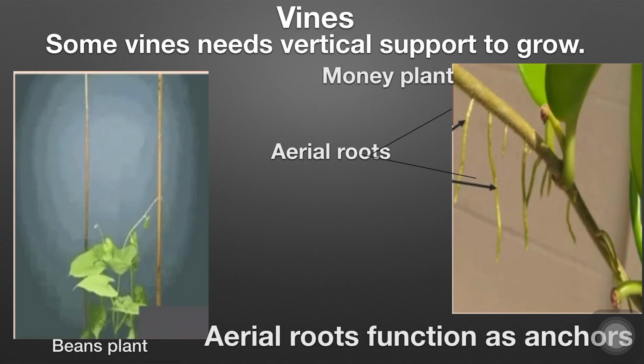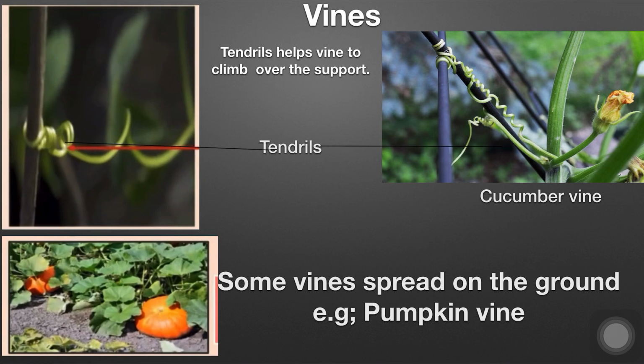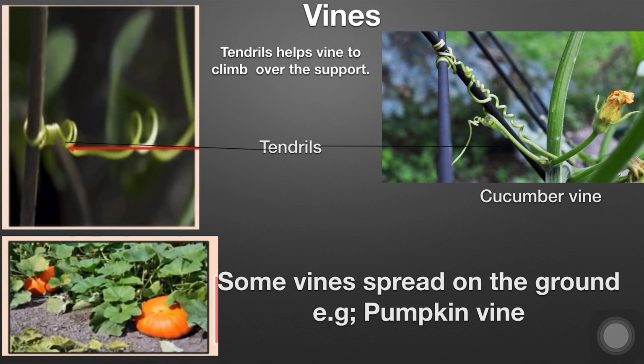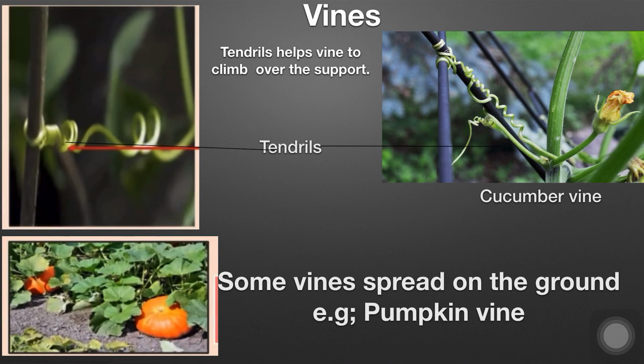Climbers like the money plant have aerial roots. Students, cucumber is a creeper vine that needs support to grow. As you know, cucumber is a creeper vine that needs support to grow. They have weak stems and grow as runners on the ground.